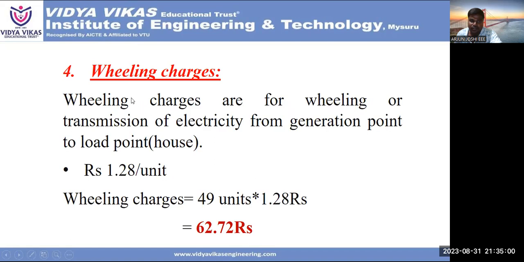Now let's understand wheeling charges. Wheeling charges is nothing but generating and transmission charges. That is nothing but 1.28 per unit. 49 units are there. 49 into 1.28, that is nothing but 62.72 rupees.